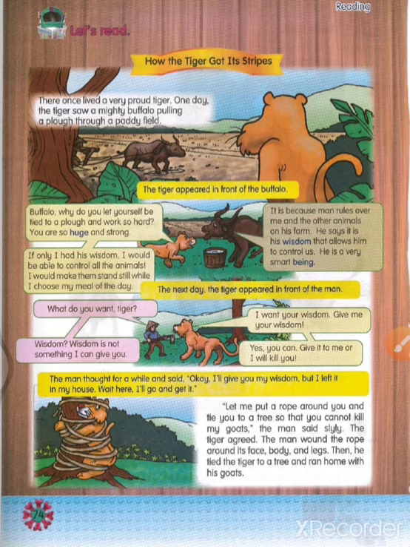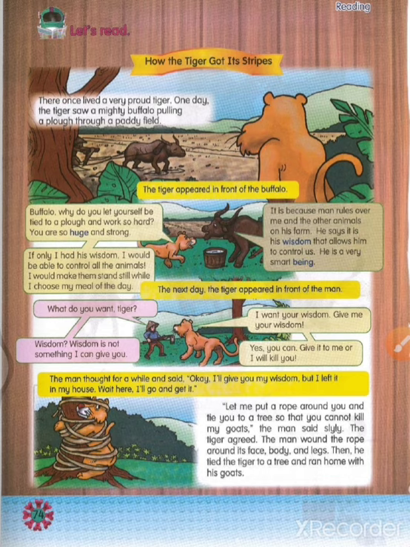Alright, now the second one, you can try to find it somewhere here. Let's see, is there any place? It is because man rules over me and the other animals on his farm. He says it is his wisdom that allows him to control us. He is a very smart being. Okay, some farm, but we just wrote down paddy field, isn't it? Let's see again. The man said slyly. The tiger agreed. The man wore the rope around his face.